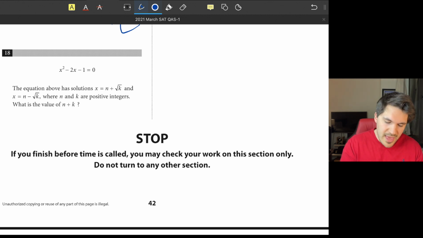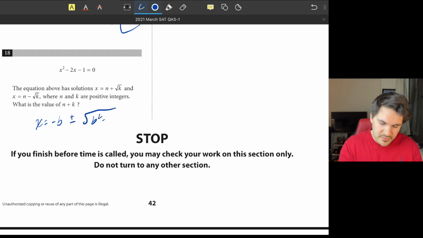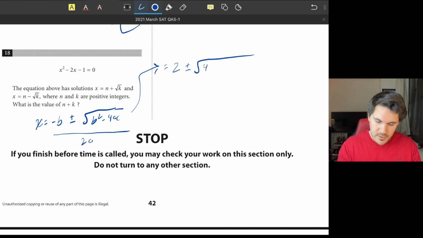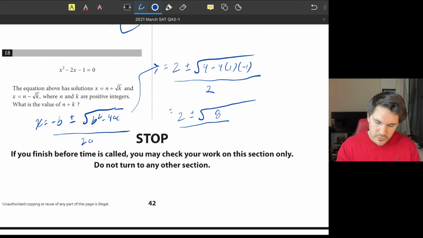Quadratic formula is x equals negative b plus or minus the square root of b squared minus 4ac, all over 2a. So this is going to be the equivalent of 2 plus or minus the square root. B squared is going to be negative 2 squared, so 4, minus 4 times 1 times negative 1, all over 2, because a is equal to 1. So this is equivalent to 2 plus or minus the square root of 8, all over 2.